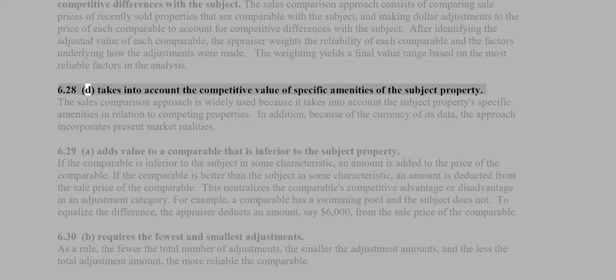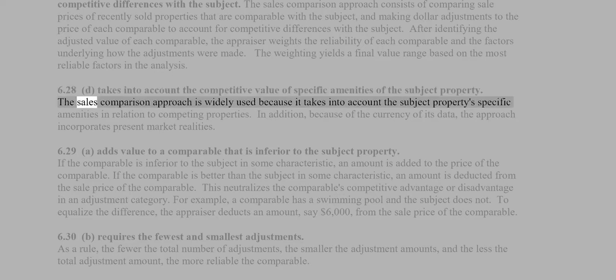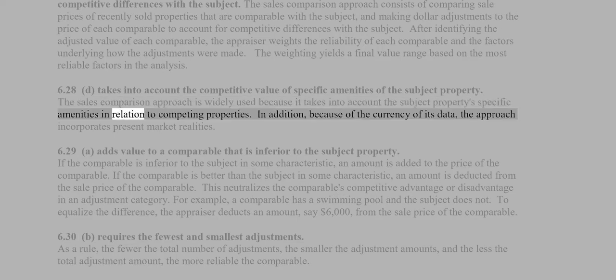6.28 D takes into account the competitive value of specific amenities of the subject property. The sales comparison approach is widely used because it takes into account the subject property's specific amenities in relation to competing properties. In addition, because of the currency of its data, the approach incorporates present market realities.